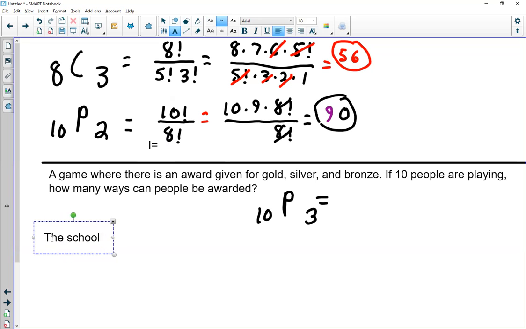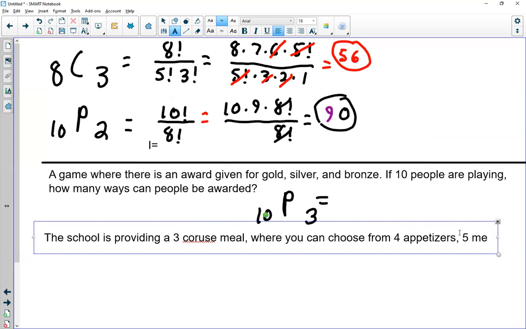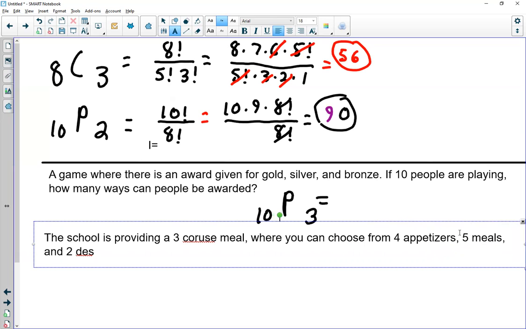The school is providing a 3-course meal where you can choose from 4 appetizers, 5 meals, and 2 desserts. How many different courses can you make?